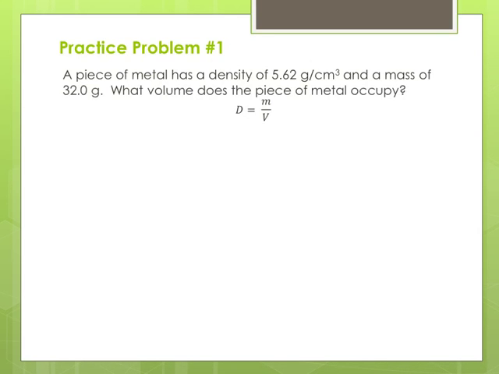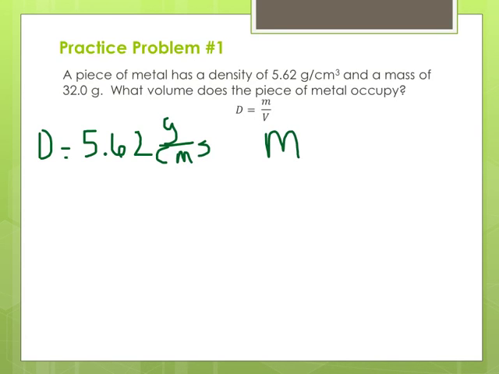I've given you the density equation. D is equal to m over v, which means density, D, is equal to mass, m, over volume, v. First step in any problem should be to identify variables. So you were given D, and it's equal to 5.62 grams per centimeter cubed, and you were given mass, m, which is equal to 32.0 grams.